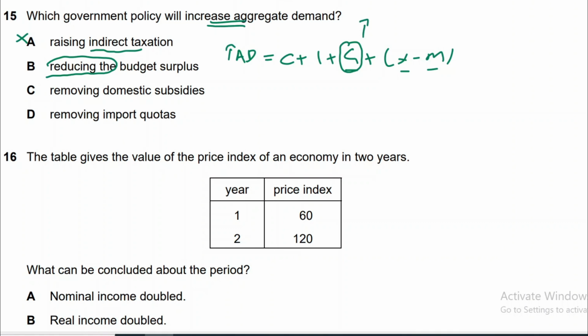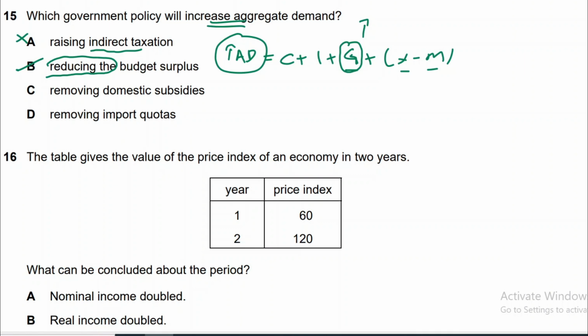So the examiner is asking which of these will increase aggregate demand. Reducing the budget surplus means the government is spending more and its income is less. When the government spends more, government expenditure will increase, and when government expenditure increases, it will increase aggregate demand. So option B is the correct answer. However, I'm explaining other options as well.